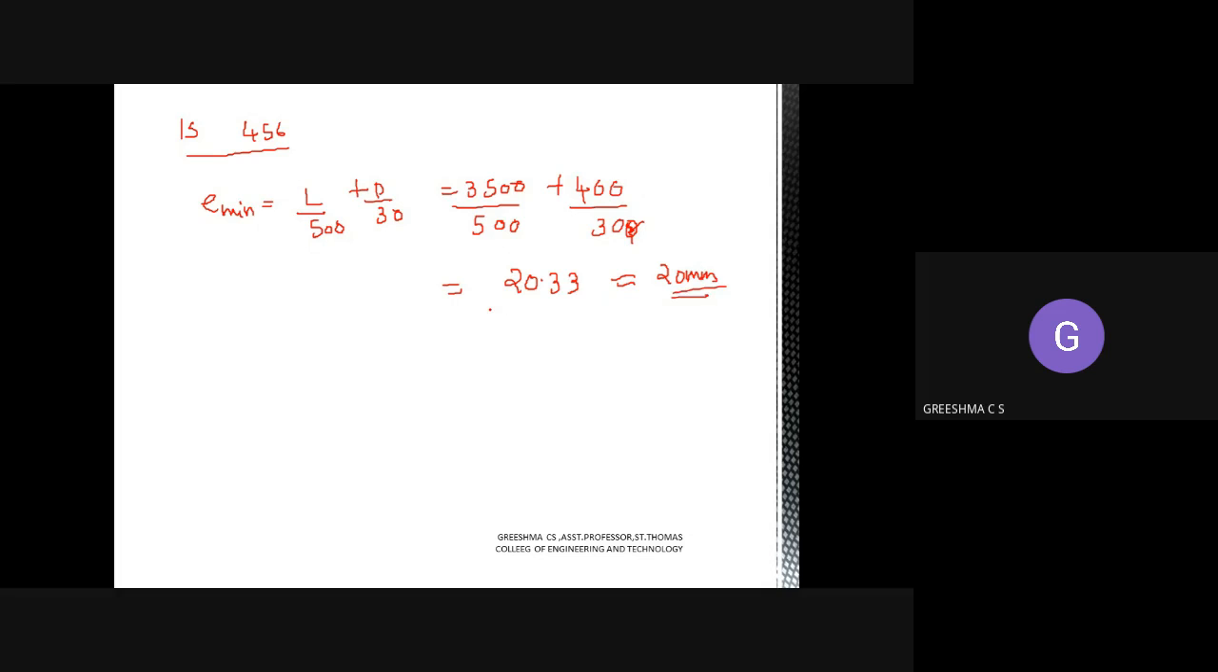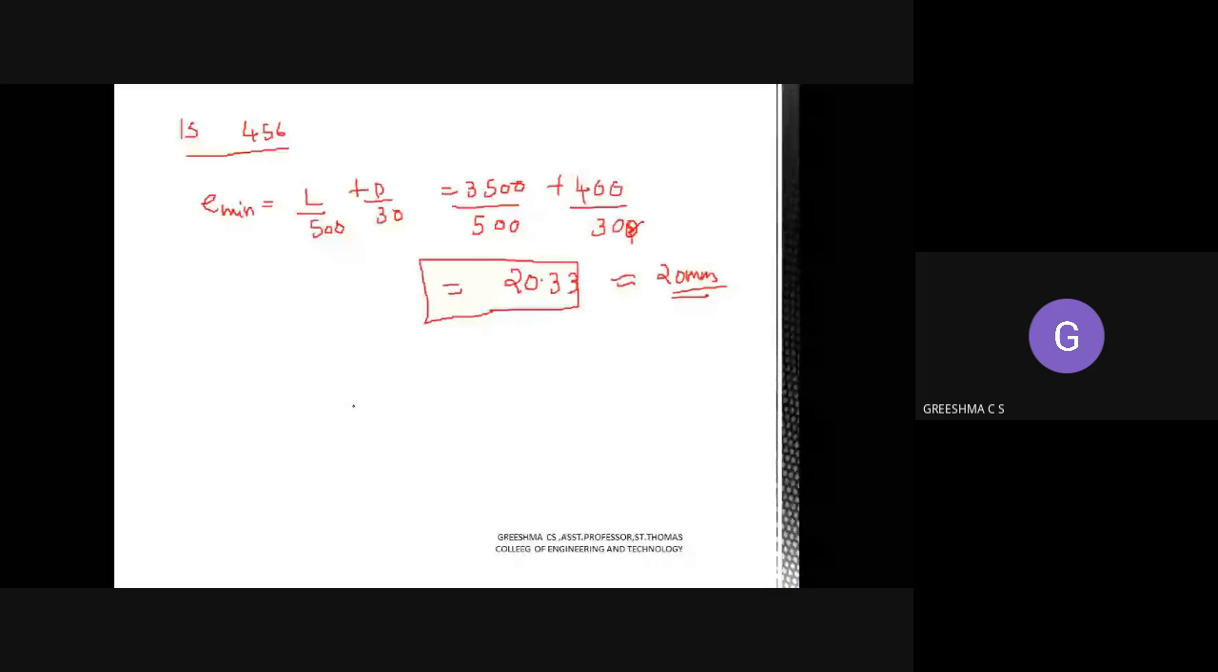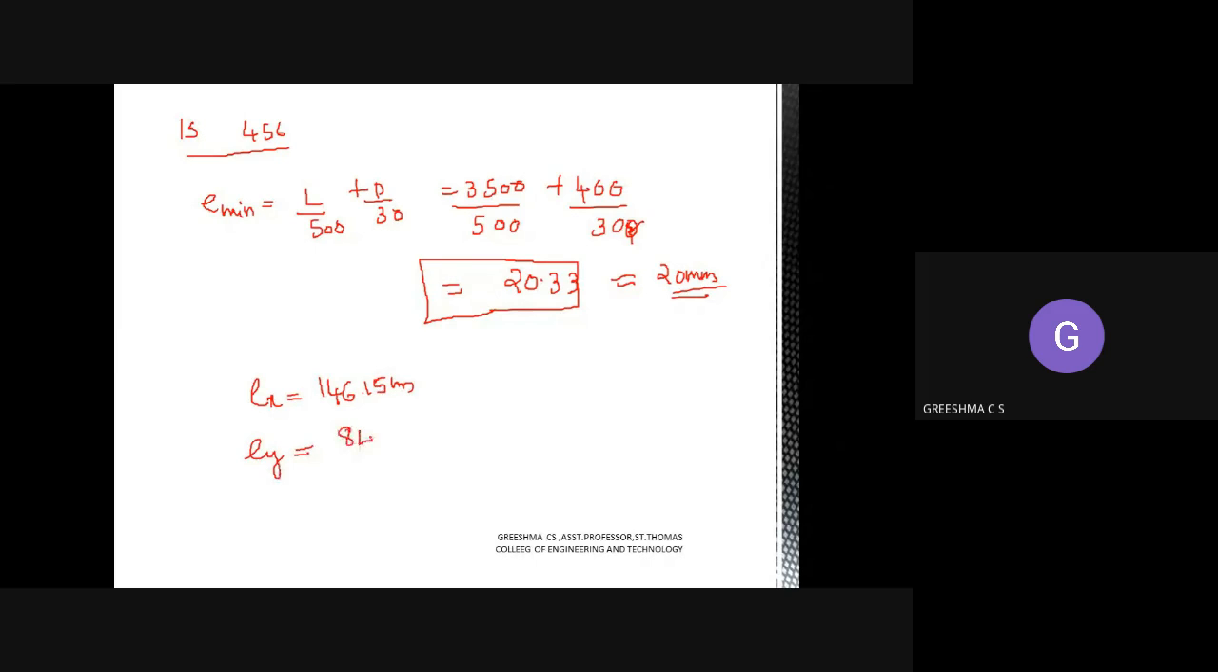Here we have got it as 20.33. So IS code is telling that you can have an eccentricity of minimum 20.33, the eccentricity value mentioned as per the IS code. But in the real case, how much did we get? We got the eccentricity along the x direction as 146.15 mm, and along the y direction as 84.16 mm. So if the condition is like this, that e is greater than e minimum as per the IS 456.